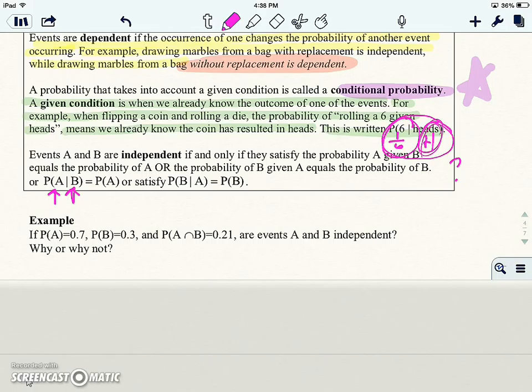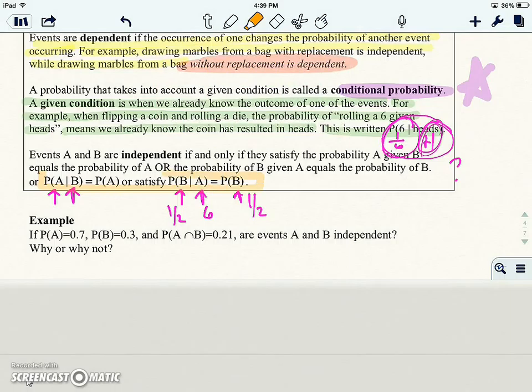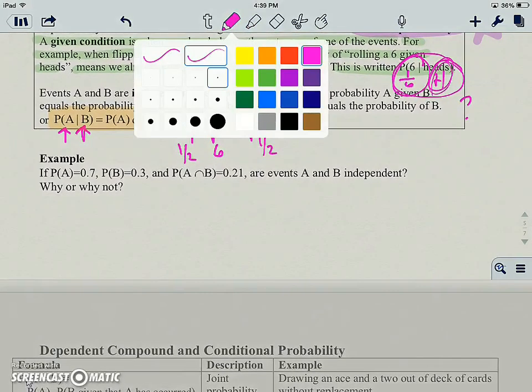Or vice versa, if I knew I got a 6, that's not going to change my probability of getting a head. It's still 1 out of 2. So this is another definition of independence using conditional probabilities. Knowing one is not going to change the probability of another happening.